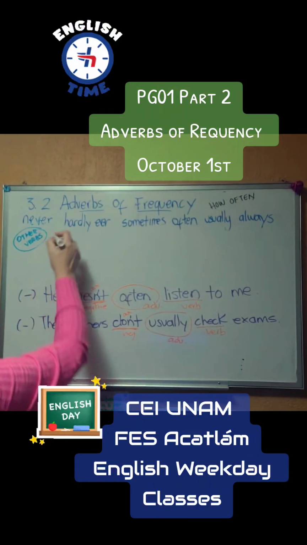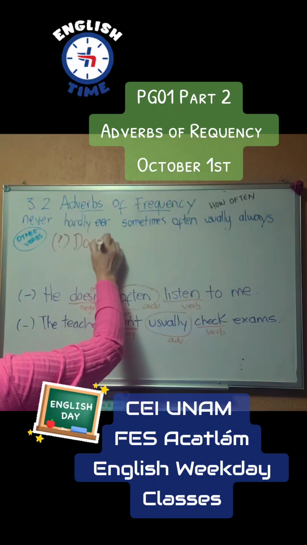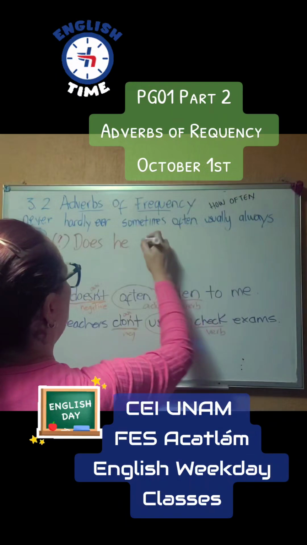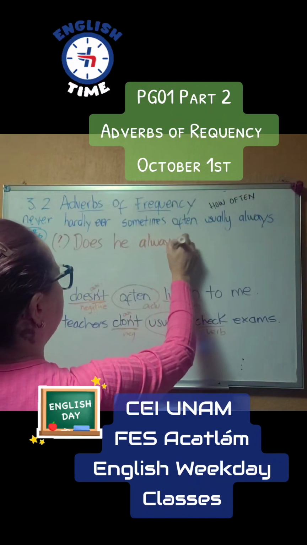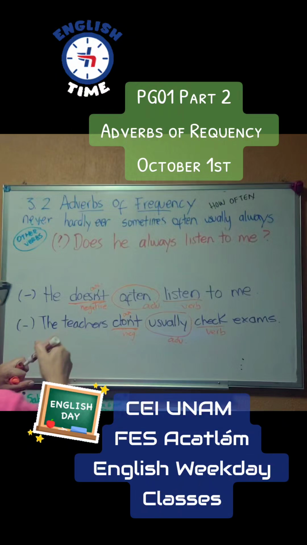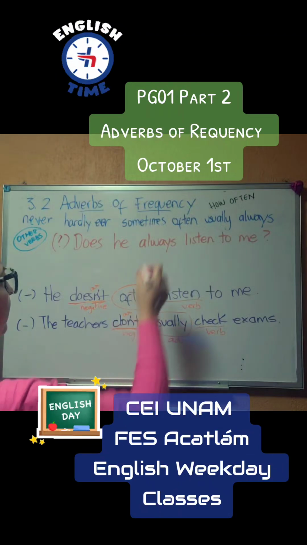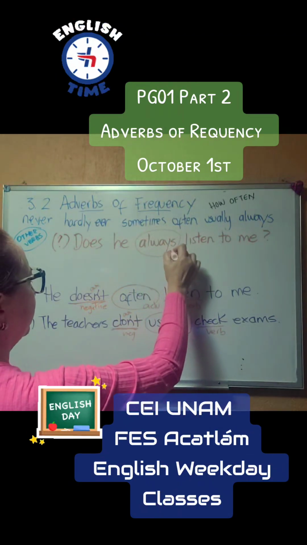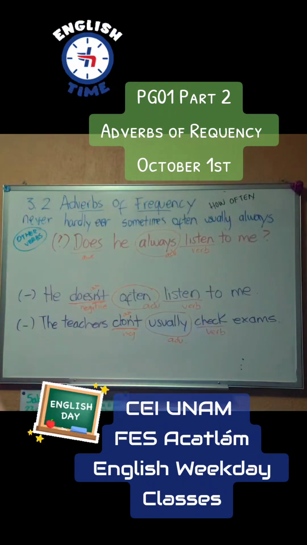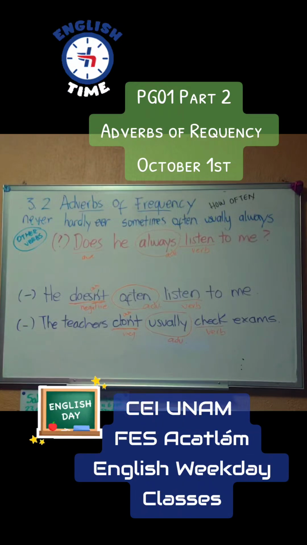Then the question, how do we write the question? Does he always listen to me? So we have here the auxiliary that we use for he. Then after he, we use the adverb and then the verb. Over here we have the auxiliary for the question. Does he always listen to me? Yes, he does. No, he doesn't.